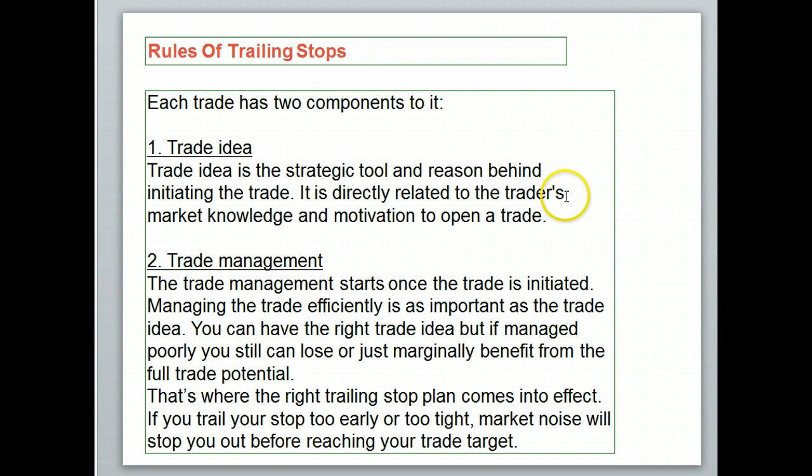So your trade idea is basically based on your knowledge, and it's based on whatever reason, based on your analysis that provided you the logic to go ahead and place a buy order or a sell order.